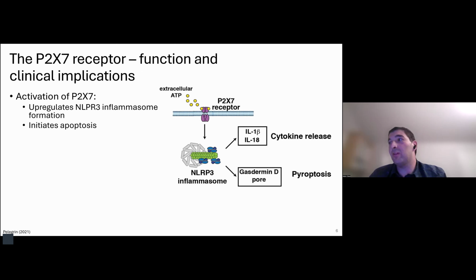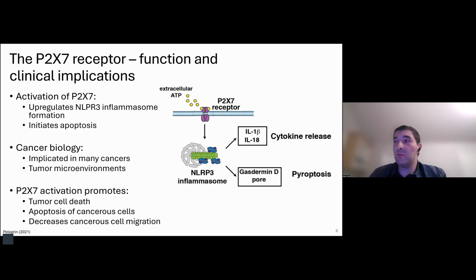So today, let's focus on the P2X7 receptor, the most structurally and functionally distinct P2X subtype. Functionally, P2X7 is activated in inflammatory conditions where high concentrations of extracellular ATP are released and signals for the initiation of apoptosis and the formation of the NLRP3 inflammasome. Expressed in immune cells across the body, P2X7 is implicated in various cancers.